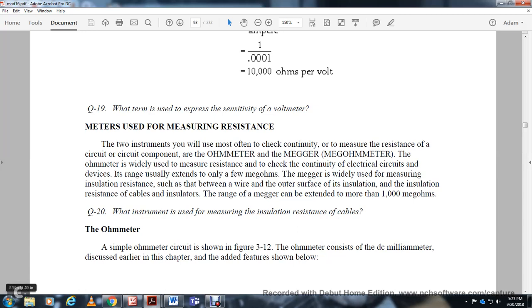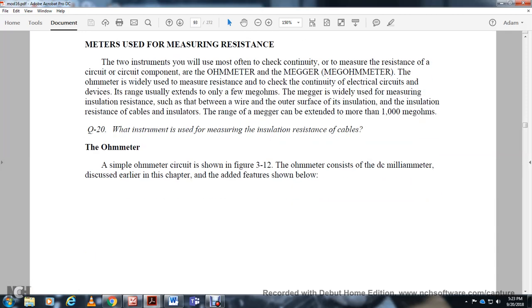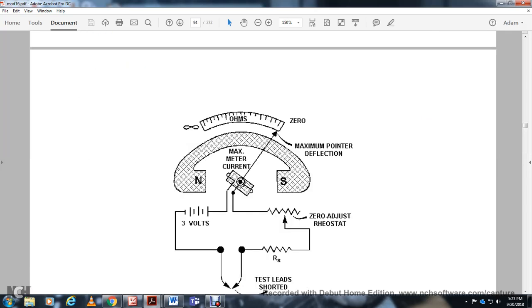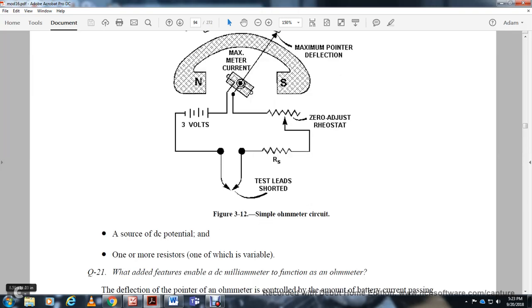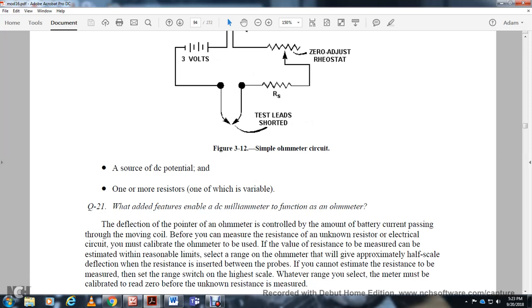A simple ohmmeter circuit is shown here. The ohmmeter is considered a DC milliammeter, as shown earlier in the chapter. So you have your maximum meter current with maximum deflection at 0, an adjusting rheostat, 3 volts, and the test leads shorted. With the DC potential and one more variable resistor, the deflection of the ammeter pointer is controlled by the amount of variable current passing through the moving coil of the meter.